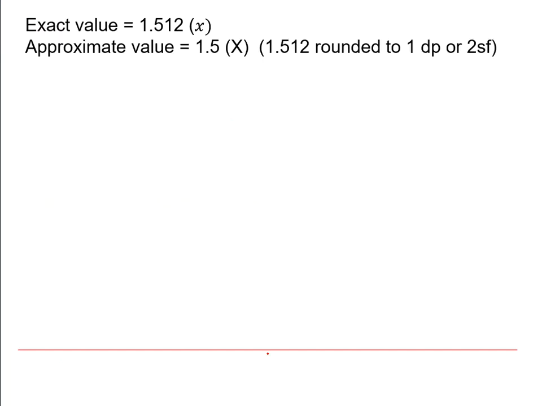Now we're going to look at some terminology here, and suppose that we've made a measurement of something, and for the sake of argument suppose it's exactly 1.512, and we denote that by a lowercase x. If we wish to round it for some reason, so that we're rounding it to either one decimal place or two significant figures to give the value 1.5, we're denoting that by an uppercase X, so that's our approximate value. So there's going to be a discrepancy between our approximate value and the exact value.